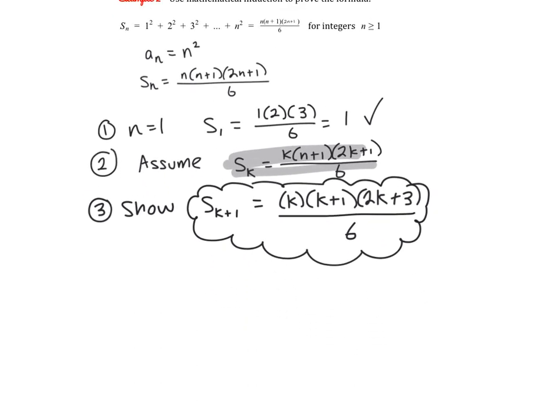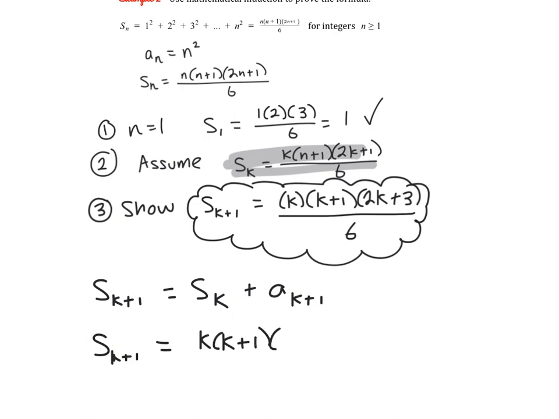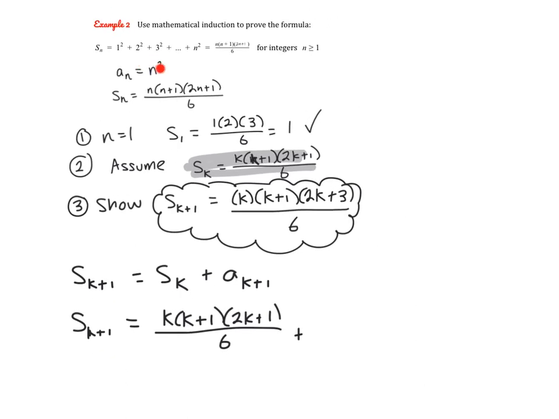So that first jump is, remember, recognizing that we can split this up into S sub k plus A sub k plus 1, the sum of the first k terms plus that next term. So the sum of the first k terms we've already defined in step 2. So I'm going to substitute it right here. I'm sorry, this should have said k, not n, and over 6. And then we still have to find A sub k plus 1. So I would just go in and plug in k plus 1 into our sequence. So it becomes k plus 1 squared.